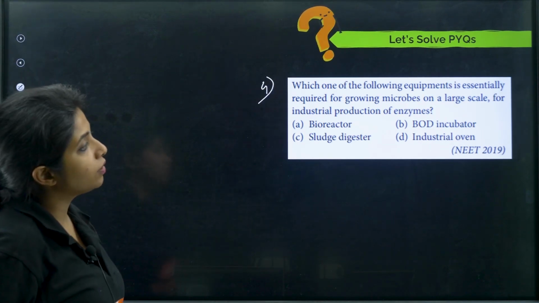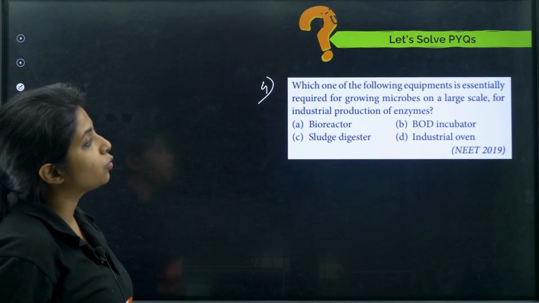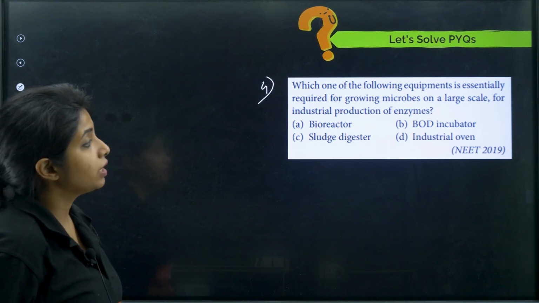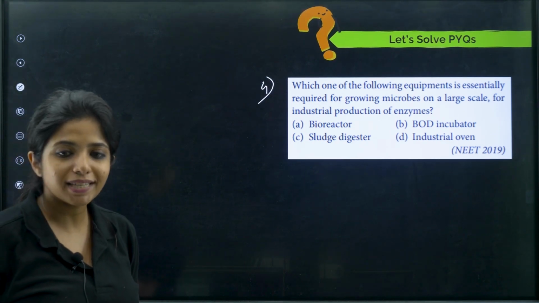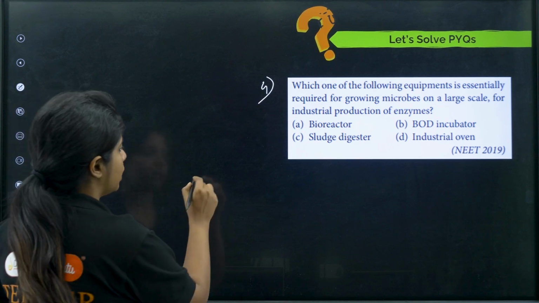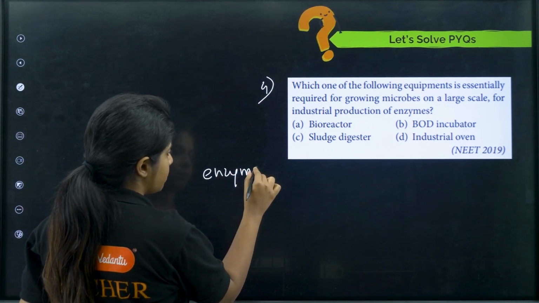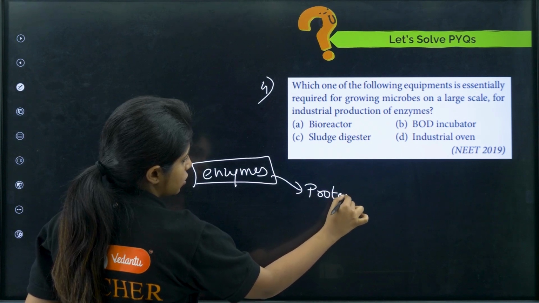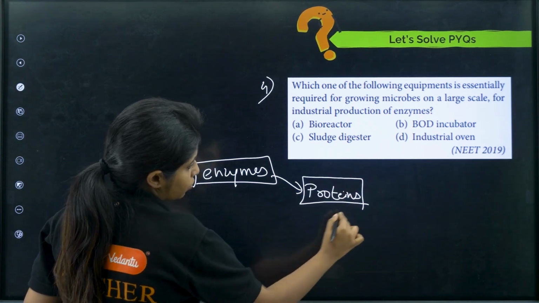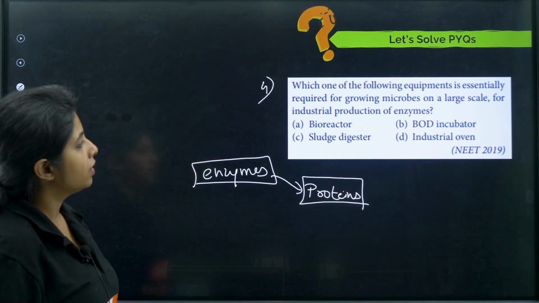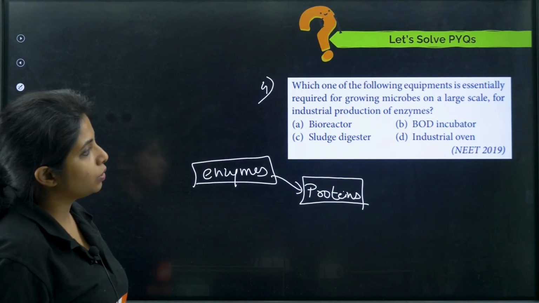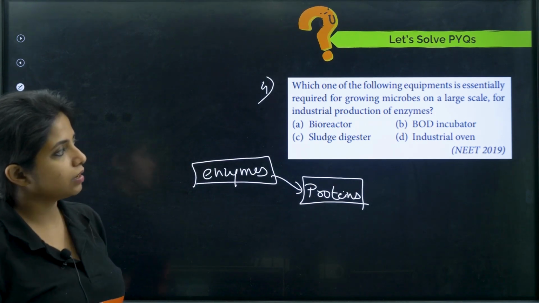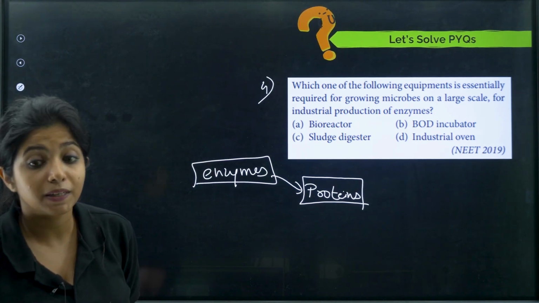Fourth question. Which one of the following equipments is essentially required for growing microbes on a larger scale for industrial production of enzymes? Please do not get confused by enzymes. Even if enzymes come in the paper, enzymes are basically nothing but proteins, my dear children. So it's totally fine. What is the answer? Bioreactor, BOD incubator, sludge digester, industrial oven. This came in NEET 2019.